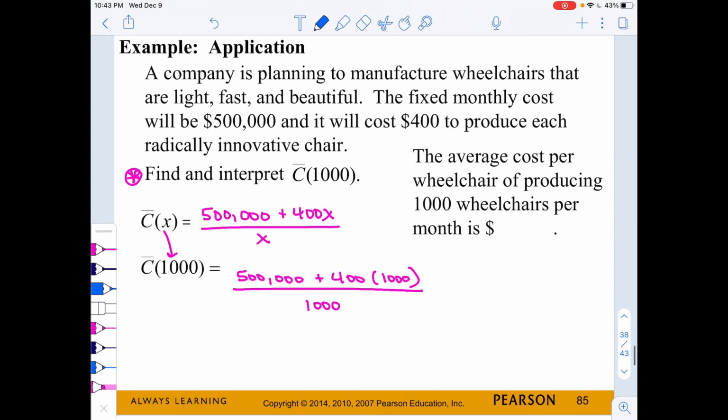Because I'm dividing by 1,000, I'm dividing by a 1 with 3 zeros. I can cancel out 3 zeros from this, and I can cancel out the 3 zeros from this, and I can cancel out 3 zeros from that. And guess what that leaves me with? A 500 added with 400 and dividing by 1. 500 plus 400 is going to give us 900. So in this case, the average cost per wheelchair of producing 1,000 wheelchairs per month is $900.